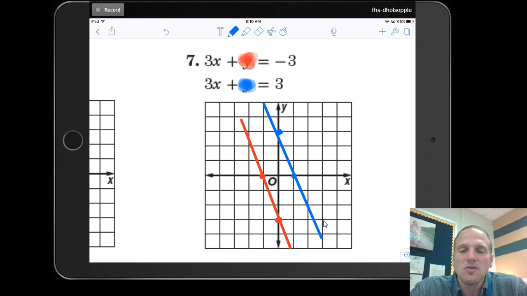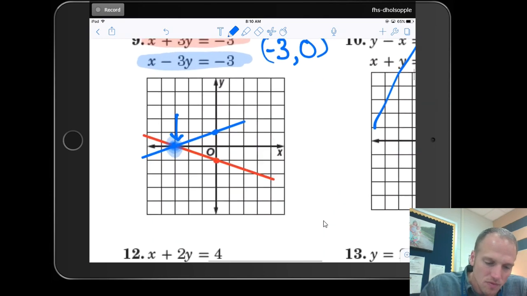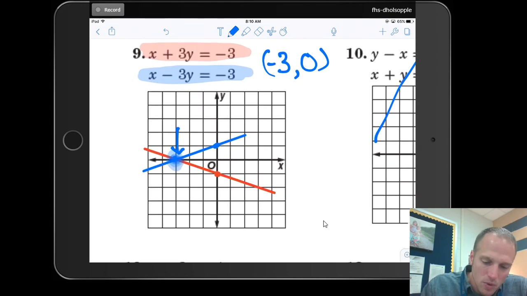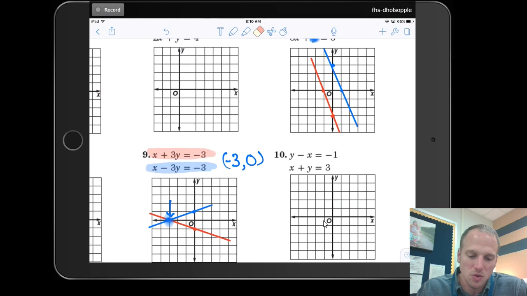And where do they cross? Where are they going to intercept? They don't. Those two lines are parallel. Okay, so if we look back on number 9, we knew that the answer was the place that they crossed, okay? And so for number 9, we had one answer, and it was -3, 0. That was what worked for both of those equations.